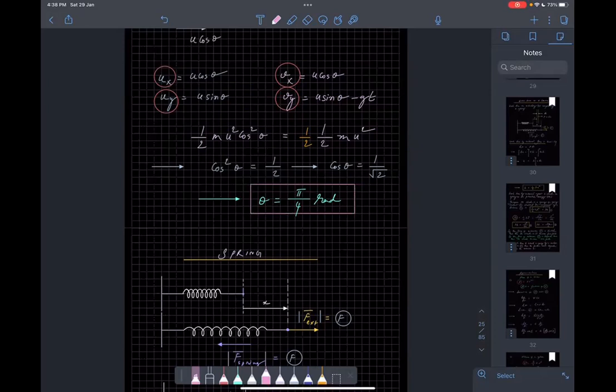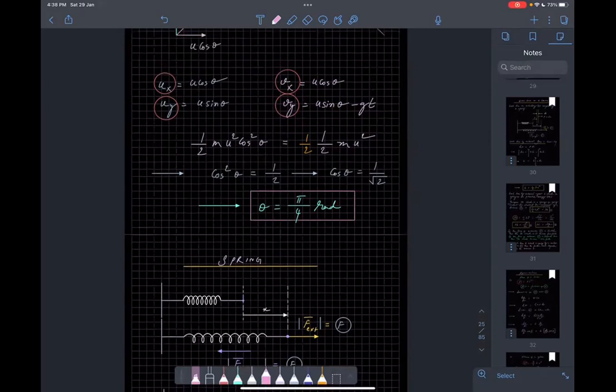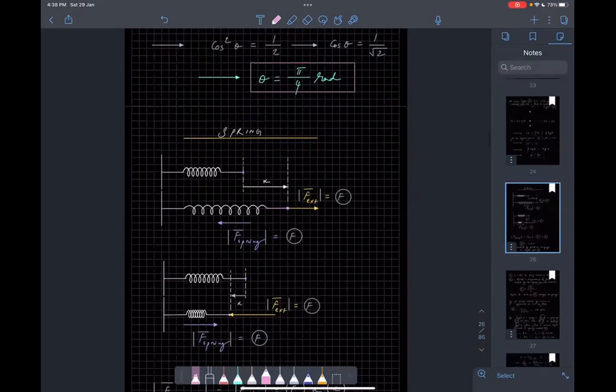So there will be some other problems involving oblique projectiles and work, power, energy. Now here we are looking at a spring. The spring is being extended by x from its mean position. Can you see that? Okay. Now we are extending this spring by x. So what will be F external equal to?